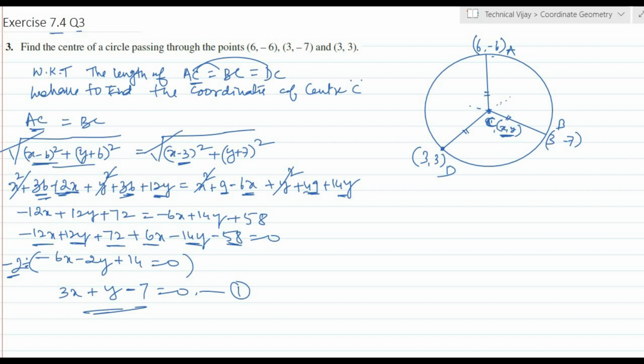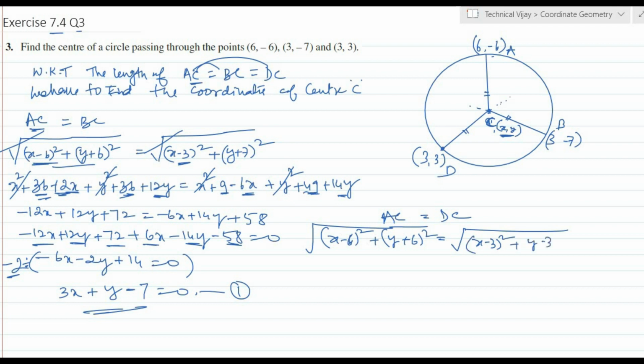So in the same way, we will equate AC with DC, and then we will find one more equation, and we will solve those two equations and find the variable values x and y. So here AC is equal to DC. AC is the square root of (x minus 6) whole square plus (y plus 6) whole square, is equal to DC, that is the square root of (x minus 3) whole square plus (y minus 3) whole square. So now the square root gets cancelled.